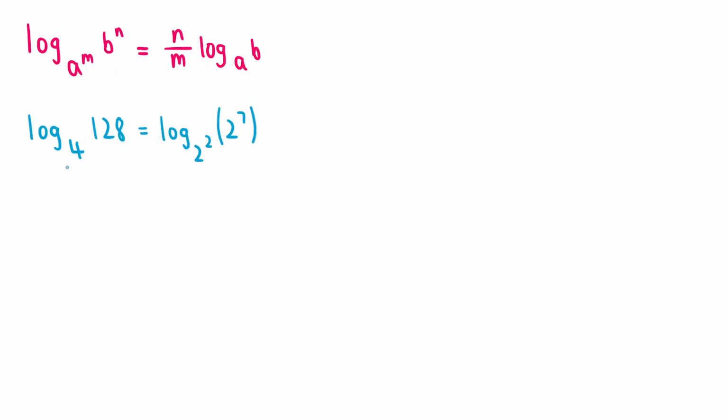So 4 is 2 squared, and 128 is 2 to the power of 7, so we can rewrite the entire logarithm as log base 2 squared of 2 to the power of 7, where m, which is the exponent in the base, is equal to 2, and n, which is the exponent in the argument, is equal to 7. So we can use the extended power rule to rewrite the logarithm as 7 over 2 times log base 2 of 2, and of course, the 7 over 2 comes from the n over m in the right-hand side of the formula, where n equals 7 and m equals 2. Log base 2 of 2 is just equal to 1, so this entire expression simplifies to 7 over 2.